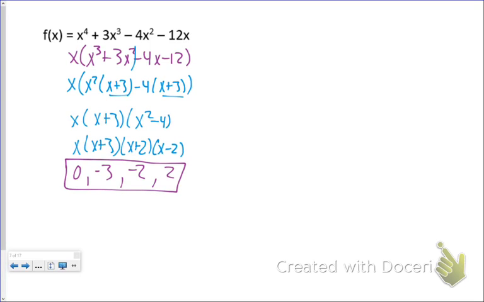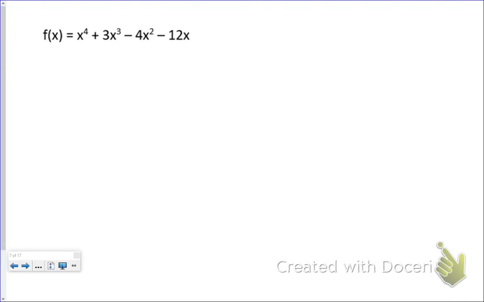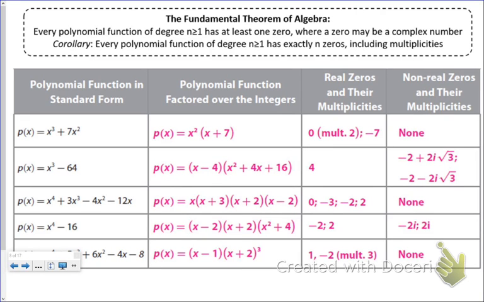So again, 4 zeros, 4th degree, which leads us to our fundamental theorem of algebra. So in the box, that is the fundamental theorem of algebra. The corollary is what we've been talking about. Every polynomial has at least one zero, but that zero could be a complex number. And in fact, if you count multiplicities, it's going to have the exact same number. And remember, multiplicities are the exponents. So for example, this first one here, that's x squared. So the multiplicity is 2.